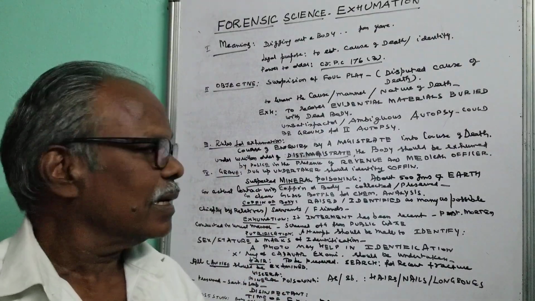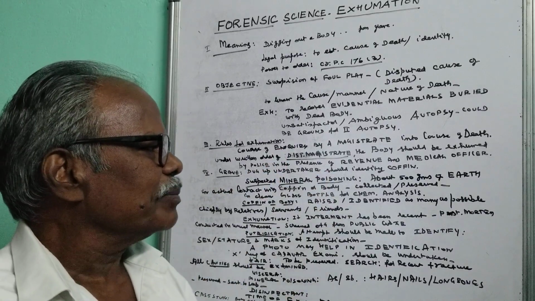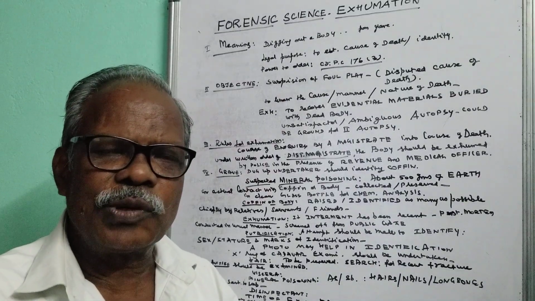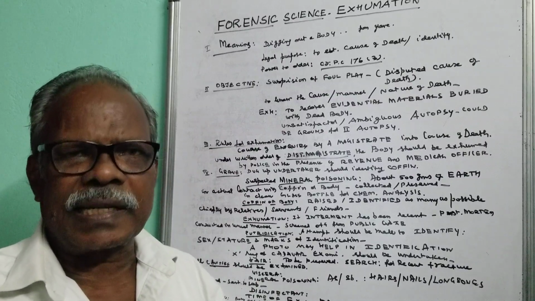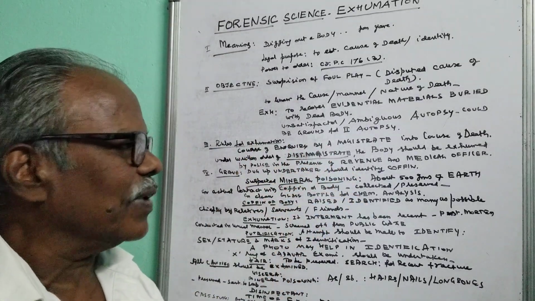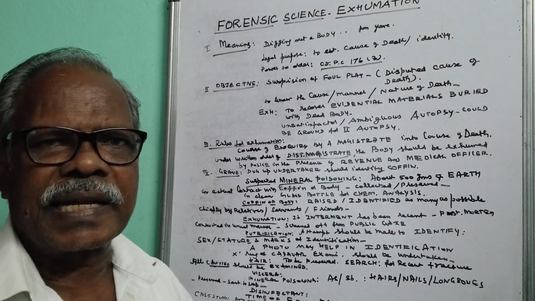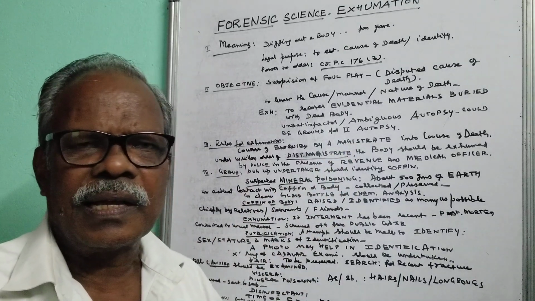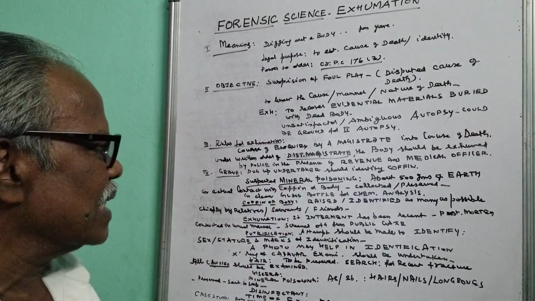What is the rule behind it? The rule behind exhumation is that during the course of an enquiry by a magistrate into the cause of death, a doubt arises. Then the magistrate may order the exhumation, and under the written order of the district magistrate, the body should be exhumed. So the authority for ordering the exhumation is the district magistrate or first class magistrate.